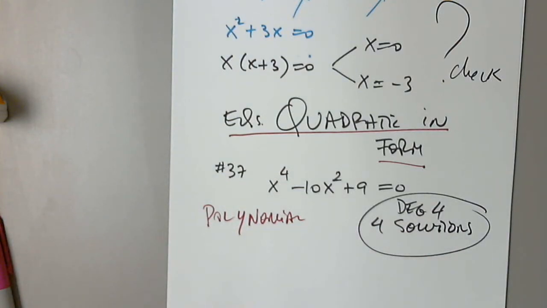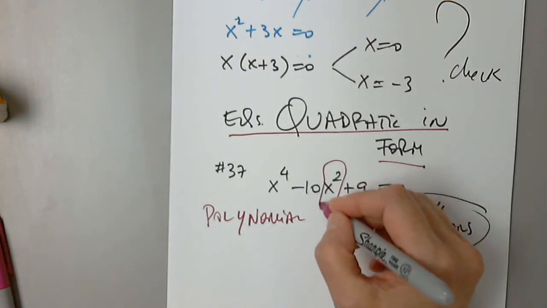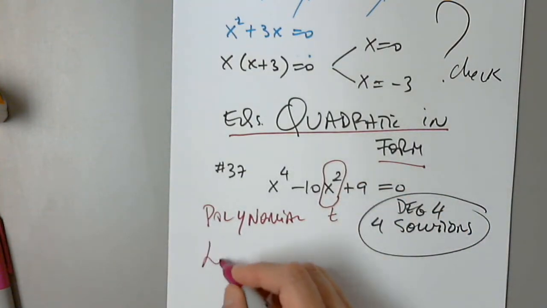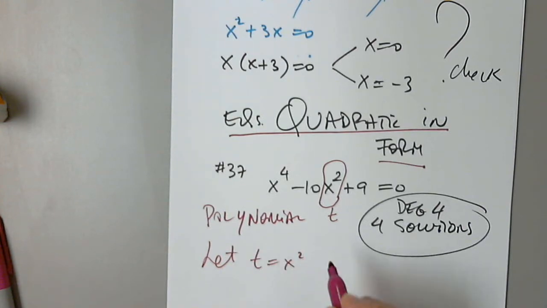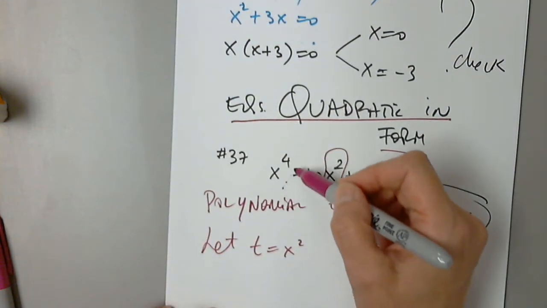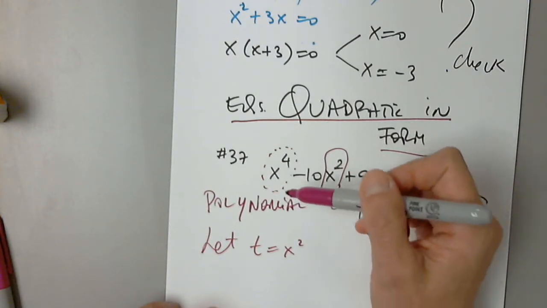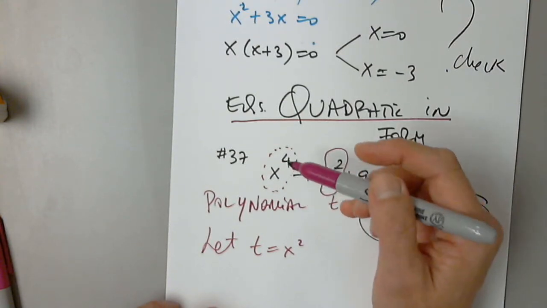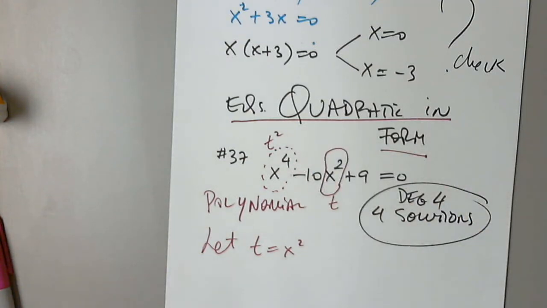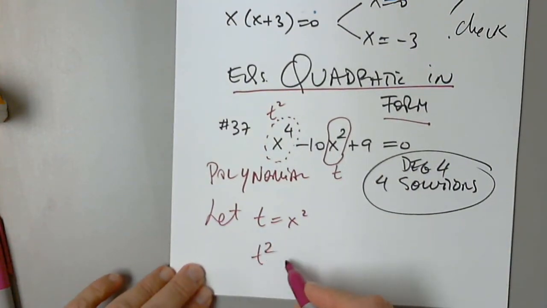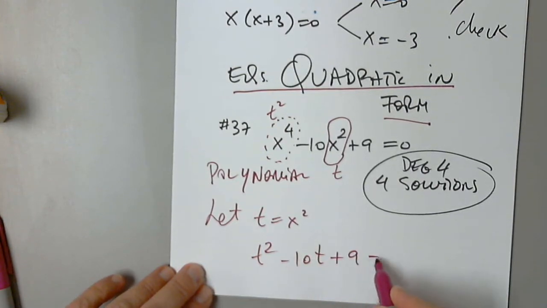However, I noticed something important here. If I denote this by t, let t be x squared, then I could denote this, because I cannot have t and x in the same equation. Do we all agree with that? Do we all see that? So now the equation becomes t squared minus 10t plus 9 equals 0.